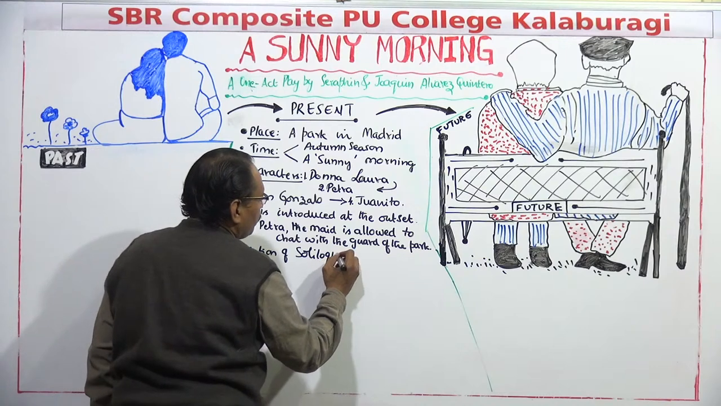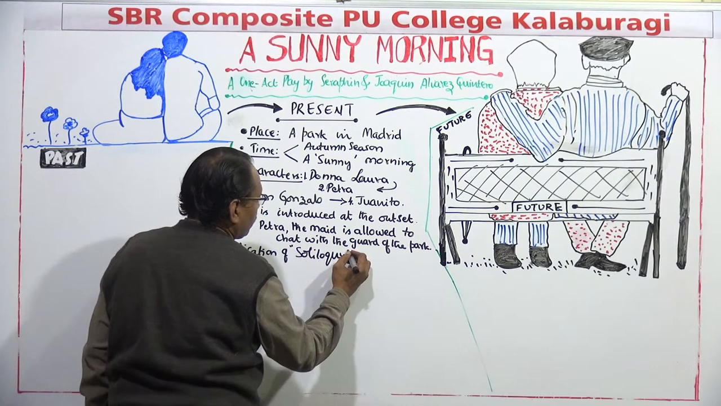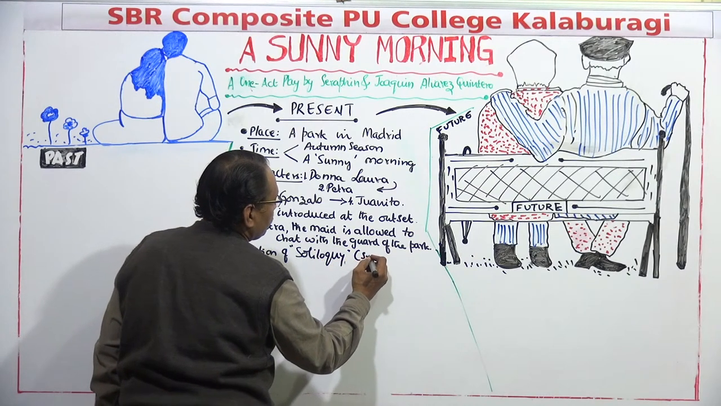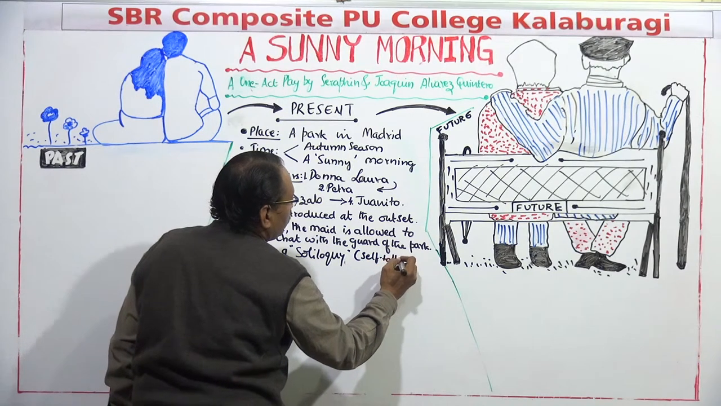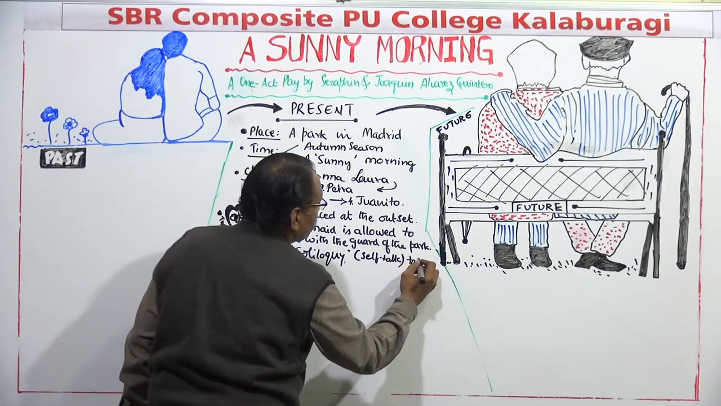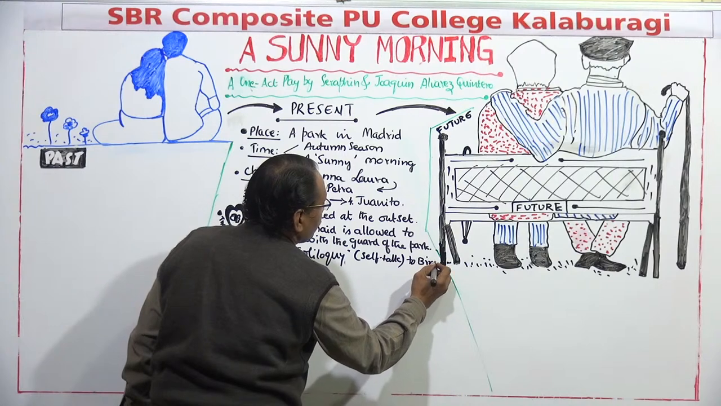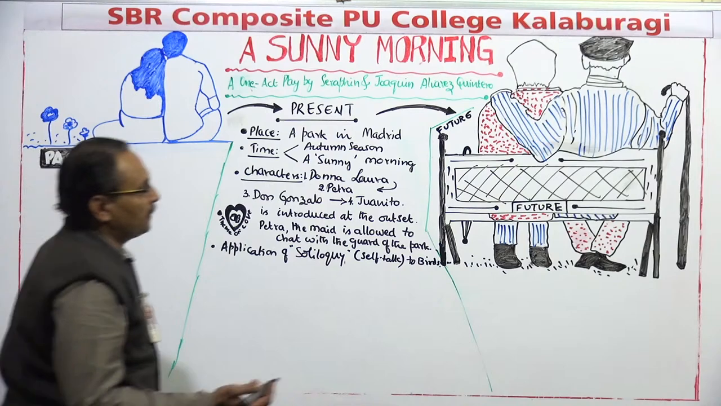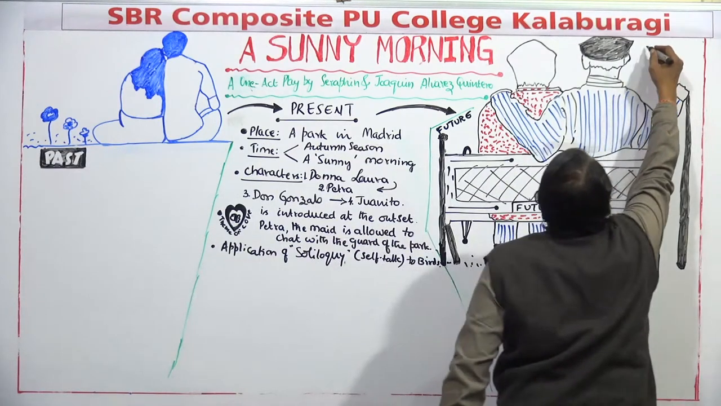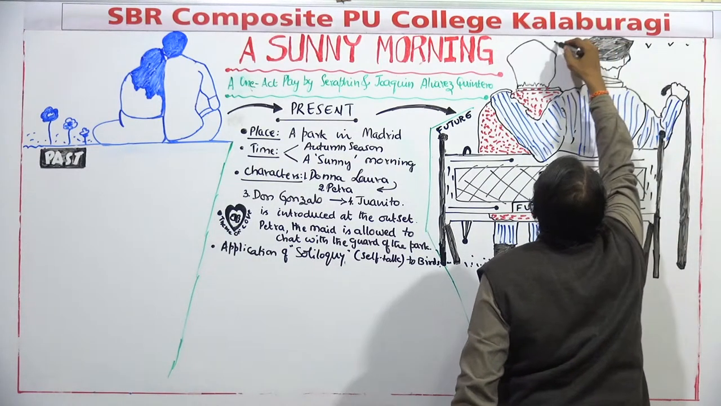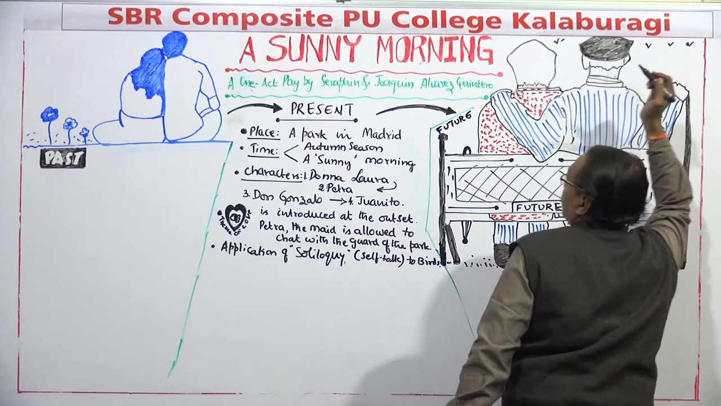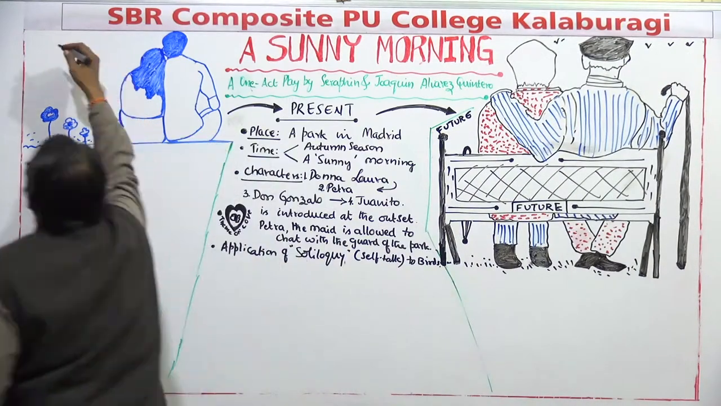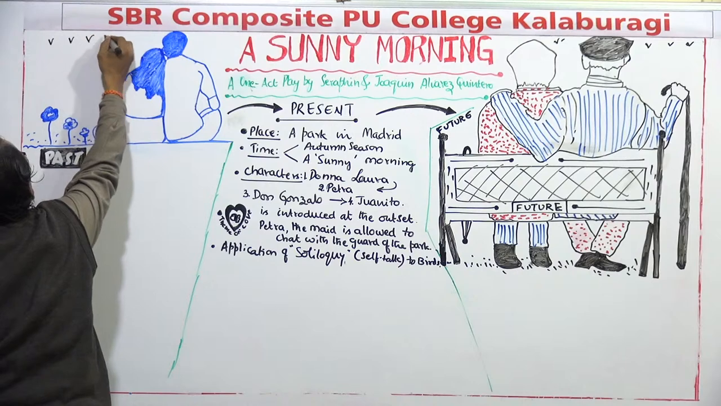You have a soliloquy here, that is self-talk within oneself. She is talking. Soliloquy, self-talk to birds. So she is speaking to the birds. The birds have come and she starts speaking to them. So maybe one or two birds I will draw here, so that this particular picture can be complete. So here you have the birds.